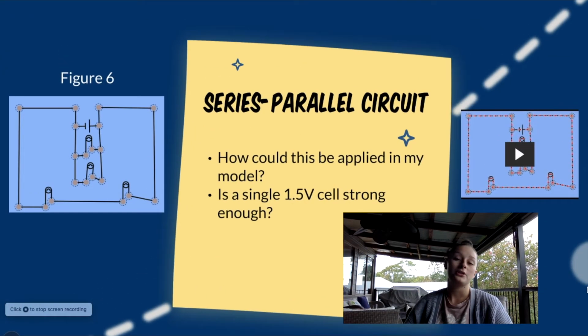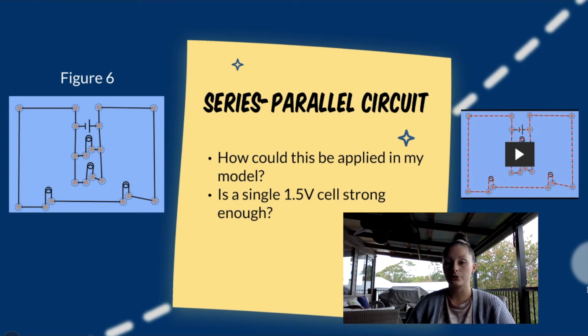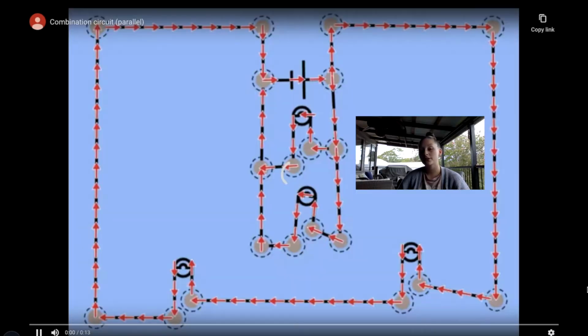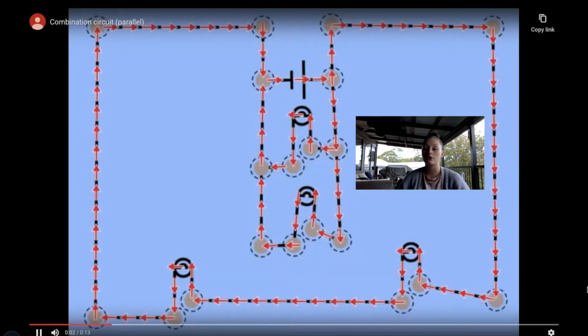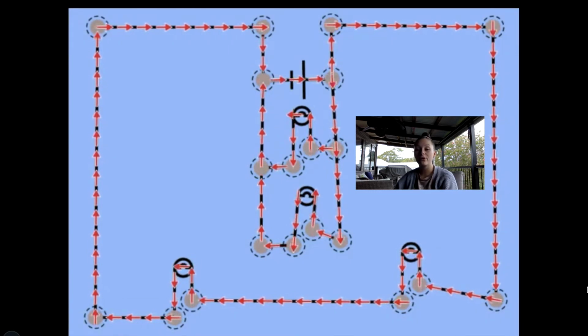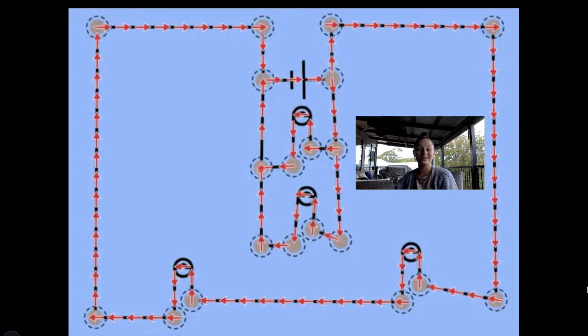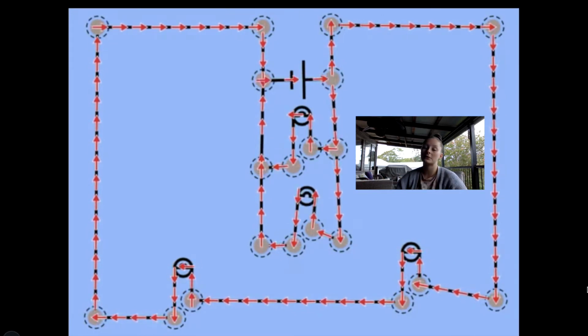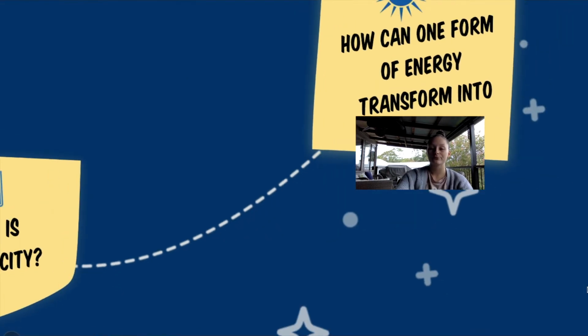Furthermore, this allowed me to explore combination circuits of series and parallel from one energy source, as seen in figure 6. Further implications on this topic will then be discussed when looking at the construction of my model, but this video does display how the current may flow through a combination circuit, which also led me to inquiring whether a 1.5 volt energy source would power a combination circuit. We don't know, we'll explore that later on in this video.